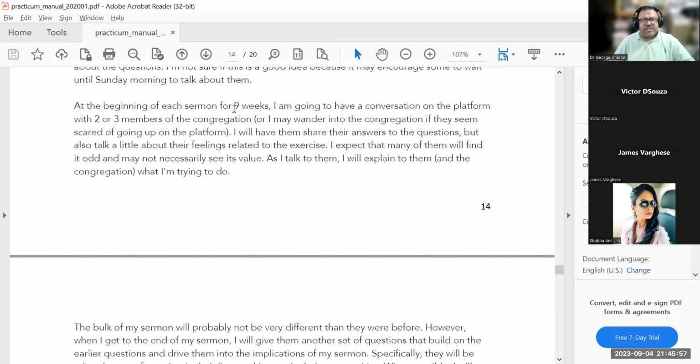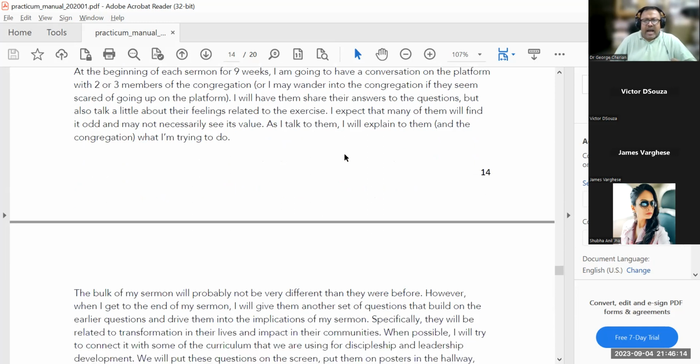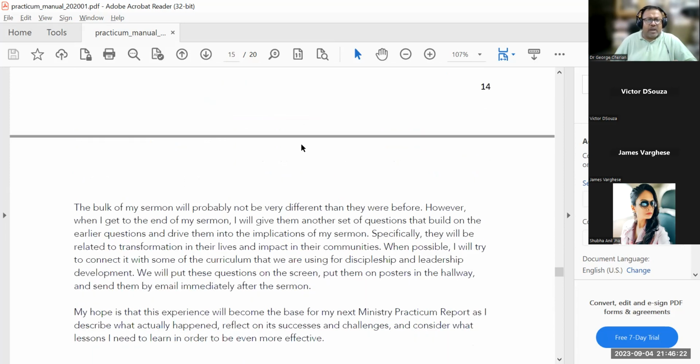At the beginning of each sermon for 9 weeks, I'm going to have a conversation on the platform with 2 or 3 members of the congregation, or I may wander into the congregation if they seem scared of going up to the platform. I will have them share their answers to the questions, but also talk a little bit about their feelings related to the exercise. I expect that many of them will find that odd and may not necessarily see its value. As I talk to them, I will explain to them and the congregation what I'm trying to do.